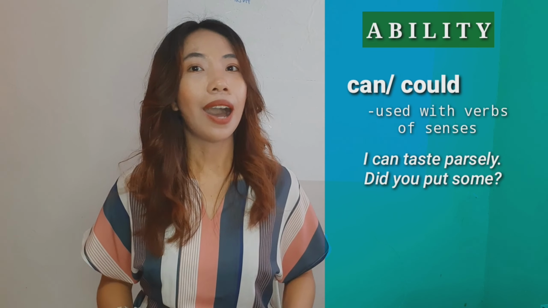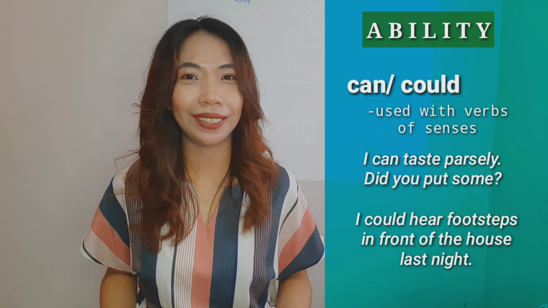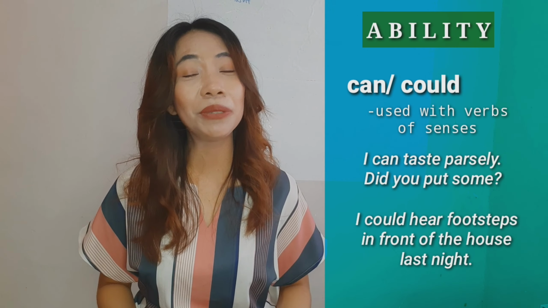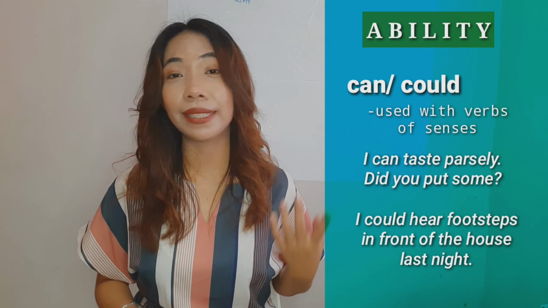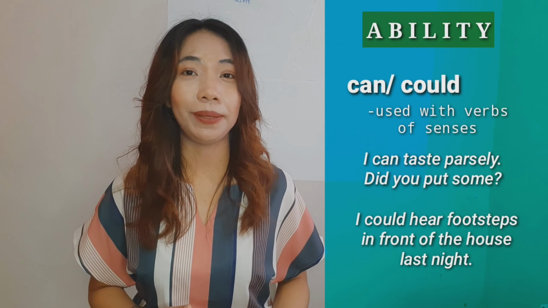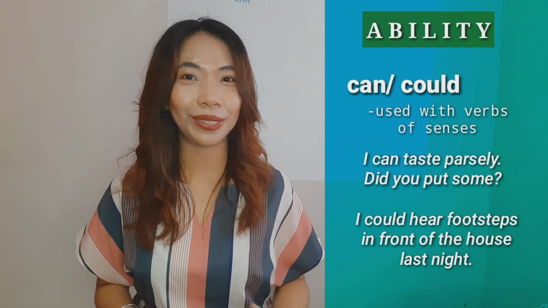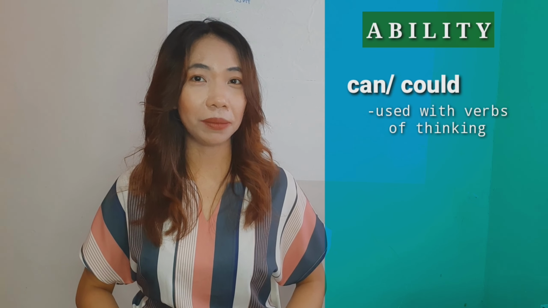I could hear footsteps in front of the house last night. This is creepy, but I could hear footsteps in front of the house last night. We have the verbs taste and hear here, which are both verbs of senses, so I used can and could in two different sentences. In verbs of thinking, we use can or could, but not be able to.